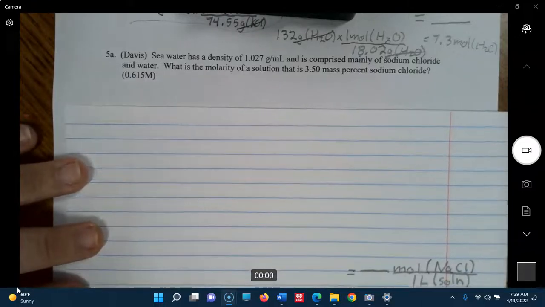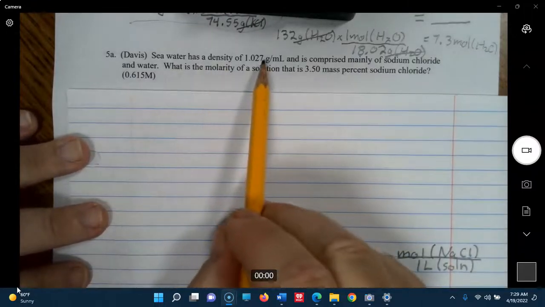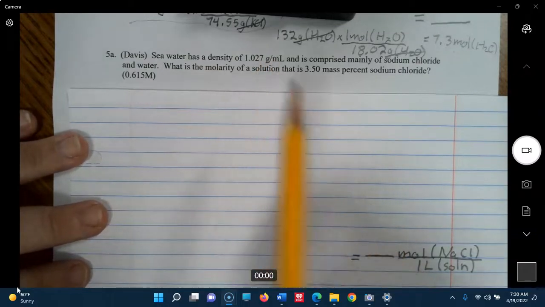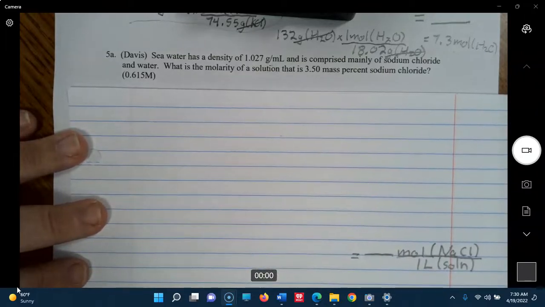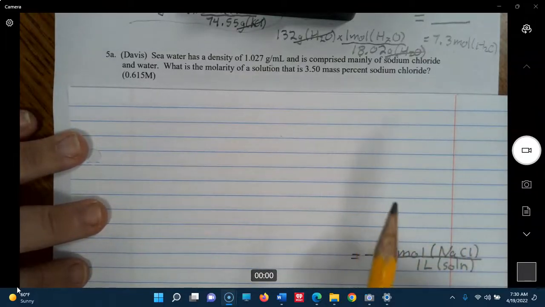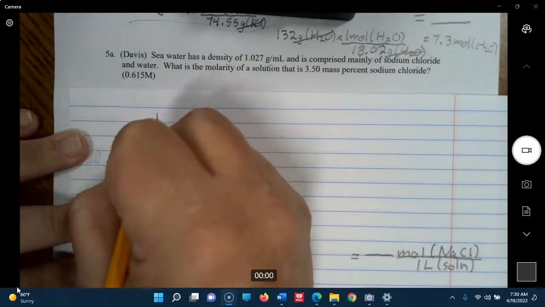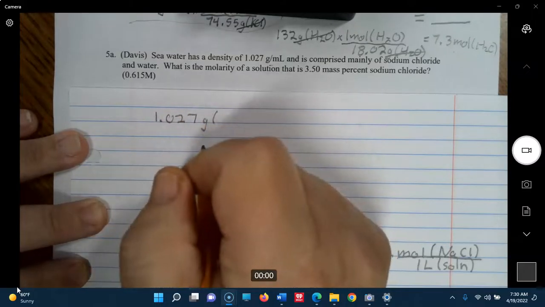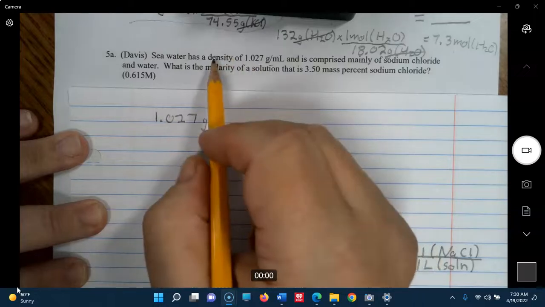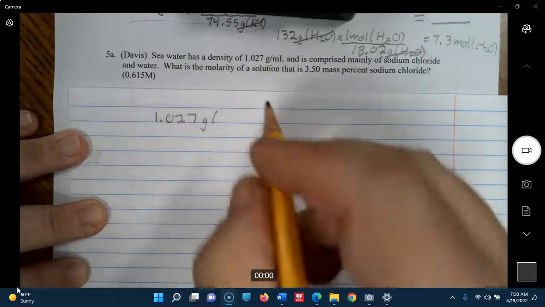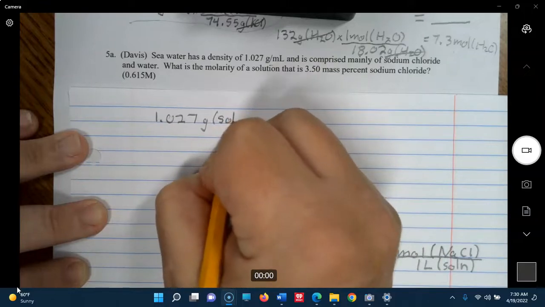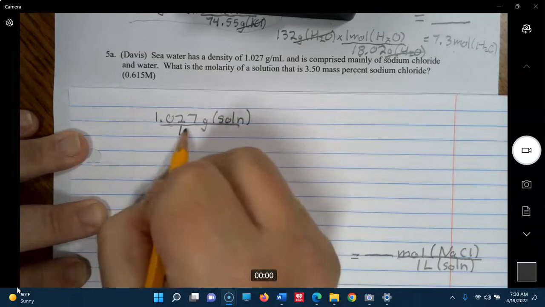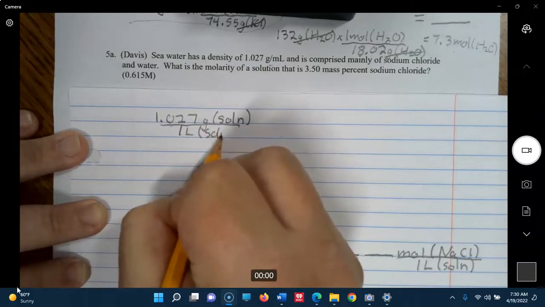Okay, now let's take this one step at a time. Seawater has a density of 1.027 grams over milliliters. So I want you to write that as a conversion factor. And you don't have to even write the equivalency first, you can just write it. It's simply this: 1.027 grams of, and what is it of? Seawater. So that's of solution. So it's grams of solution, not grams of the NaCl. It's grams of solution for every 1 milliliter of the solution, the salt and the water mixed together.